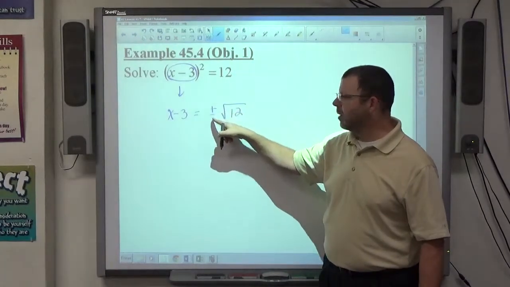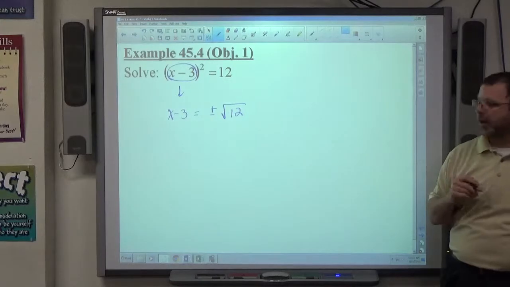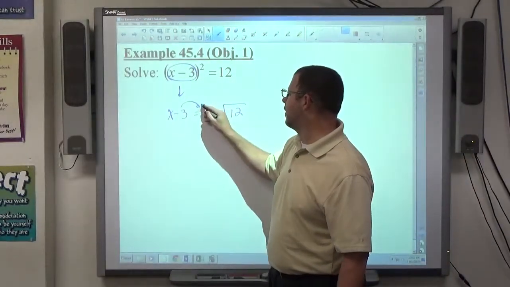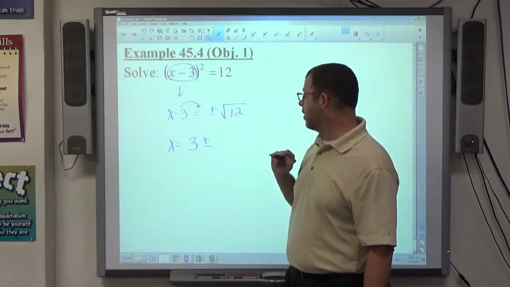But again, I've got to put the plus or minus in front of that. If you don't put the plus or minus, you're leaving off one of the two answers. You won't get full credit. Now, what makes this any different than before? Obviously the 3 comes over, that's not different. The 3 that comes over is a positive 3. The plus or minus is still plus or minus.